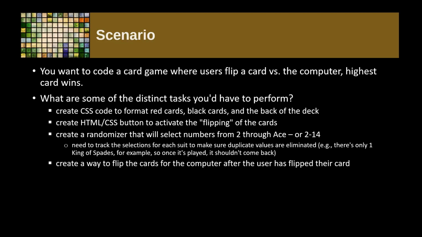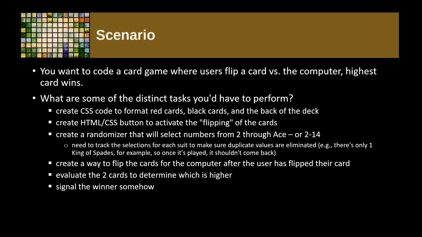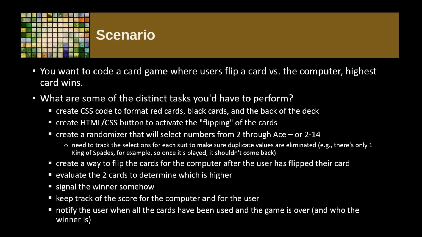You need to create a way to flip the cards for the computer after the user has flipped their card. And you want to make sure you can evaluate the two cards to determine which is higher. And you want to signal the winner somehow, right? So you want to have that comparison and you want to signal who is the winner. And then, of course, you want to keep track of the score for the computer and the score for the user. If we're going to consider a one deck scenario, we would want to keep track of when all the cards have been played and the game is over. And then we would have a score for the computer, a score for the user, and we should be able to obviously compare those two values and say who the winner is. Okay.